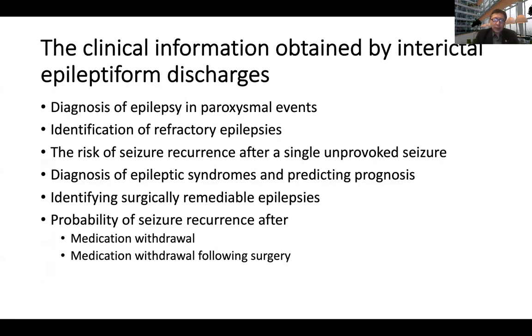Clinical information obtained from the interictal epileptiform discharge can be used in the diagnosis of epilepsy in paroxysmal events, in the identification of refractory epilepsy, and to predict seizure recurrence after a single unprovoked seizure. It can also be used in the diagnosis of epileptic syndromes and predicting prognosis, in identifying surgically remediable epilepsy, or in assessing the probability of seizure recurrence after we plan medication withdrawal, or after epilepsy surgery.